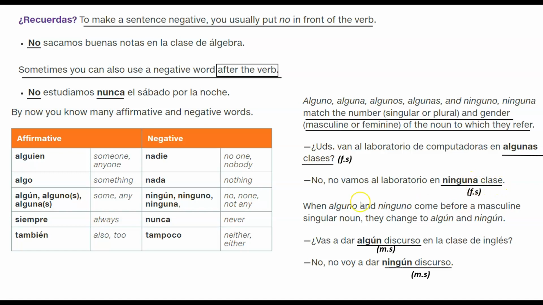Single, single. When algunos and ninguno come before a masculine singular noun, a male single noun, they change to algún and ningún. So, ¿vas a dar algún discurso en la clase de inglés? Are you going to give a speech in English class? Male single speech, male single adjective. No, no voy a dar ningún discurso. No, I'm not going to give not one speech.